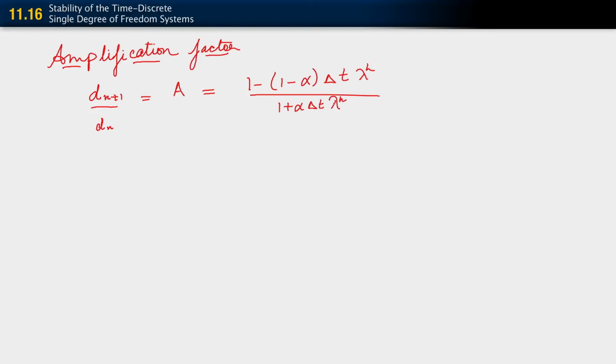Now what we want to consider, what we're going to use in our analysis, is the fact that alpha lies in the closed interval 0 to 1. Delta t, which is our time step, is greater than 0. And lambda h, we've agreed, is greater than or equal to 0.